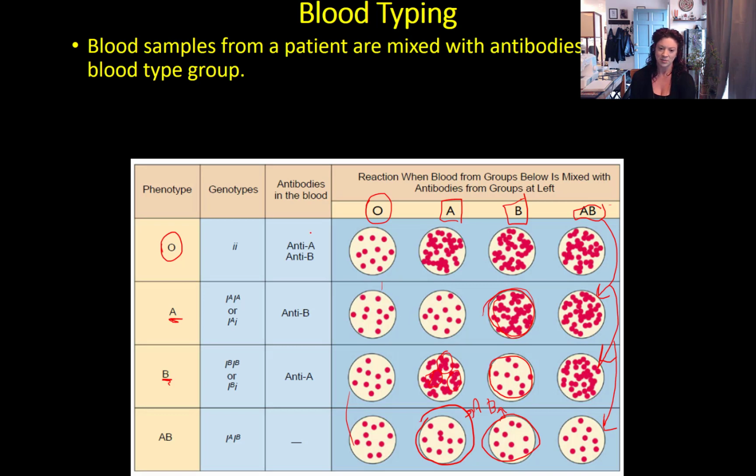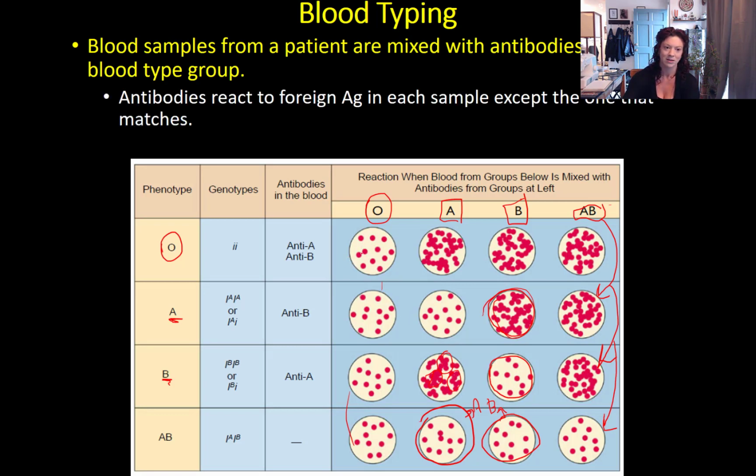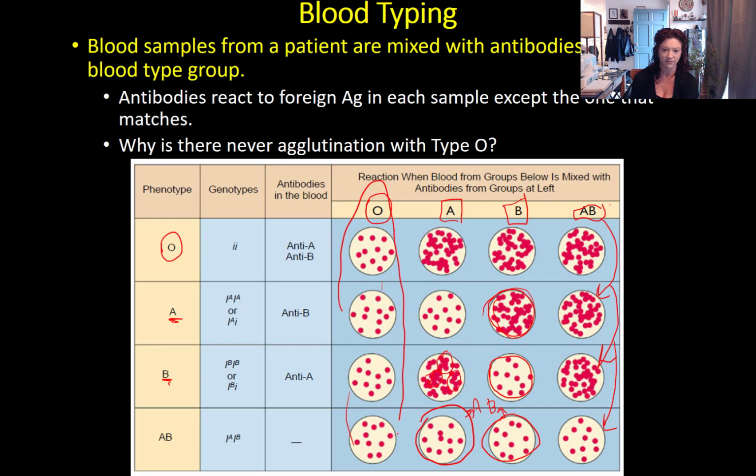The opposite end of that spectrum are people with type O. While people with type O can donate to anyone, they can only receive from other people with type O blood. So why is there never agglutination with type O? There aren't antigens to trigger it. And that statement, why is there never agglutination, it's referring to this first column.